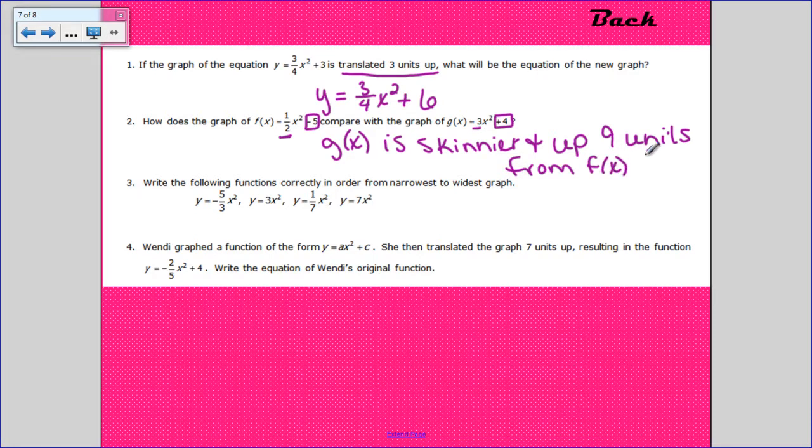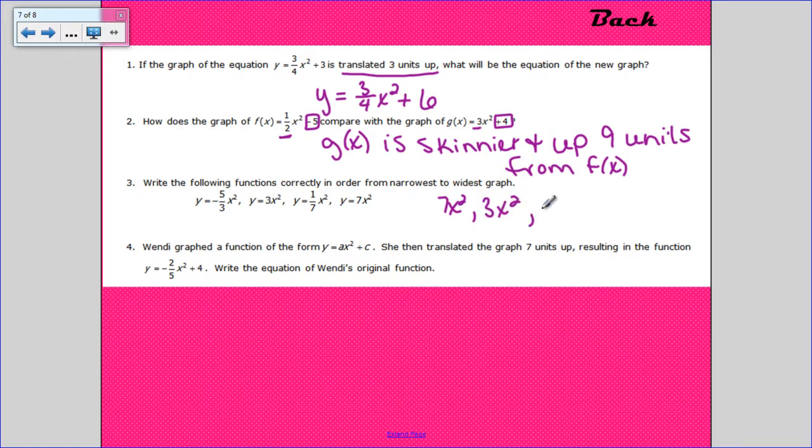So number 3 asks you to write the functions in order from the narrowest to the widest. Remember, the bigger the number in front of x squared, the skinnier it is. So that's what we want first. We want the skinniest graph there is. So you're going to look at the numbers, 5/3, 3, 1/7, and 7. You want the biggest one. So the one that should come first should be the 7x squared.